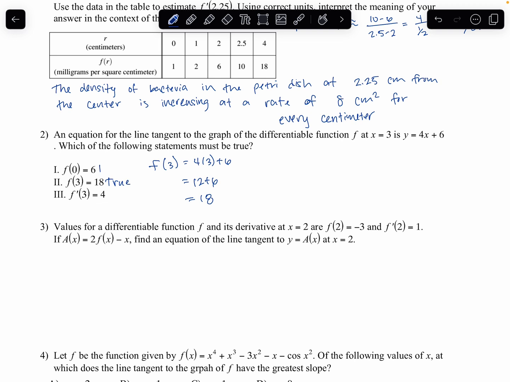I can already say that this option is going to be false, because I don't have any way to find f of 0 equals 6. I can't plug in 0 here because this is the tangent line, not the function. The only reason I could plug 3 into the tangent line is because I know they're the same at x equals 3. Another thing, since like I said earlier they share the same slope, f prime of 3 has to be equal to the slope of the tangent line.